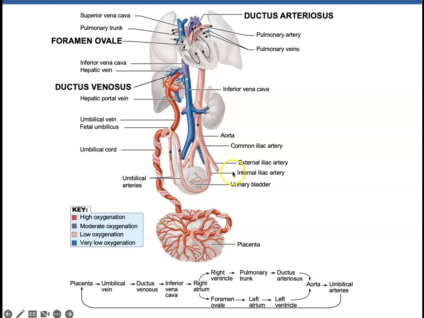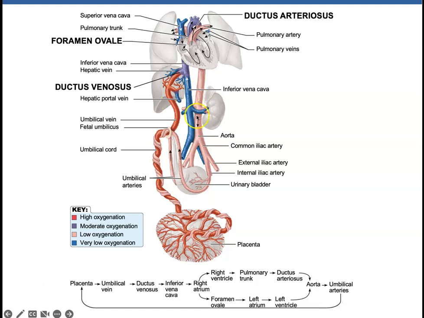Then the blood that passes down into the common iliac arteries, the blood that goes into the internal iliac arteries, this is where the umbilical arteries are connected. And so from the internal iliac arteries, the umbilical arteries will then return the blood back to the placenta and then do the gas exchange.